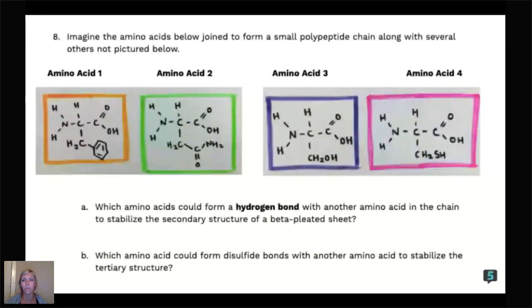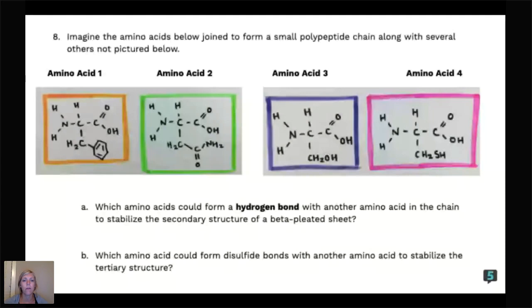So just like that other mutation problem, we're working with 4 amino acids just for simplicity purposes, but they're not the only ones on the structure. We could have a whole, let's say we've got 40 amino acids. Okay, so we have 4 amino acids. A says, which amino acids could form a hydrogen bond with another amino acid in the chain to stabilize the secondary structure of a beta-pleated sheet?